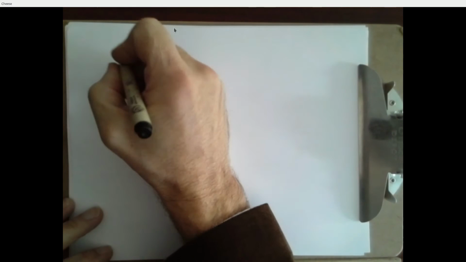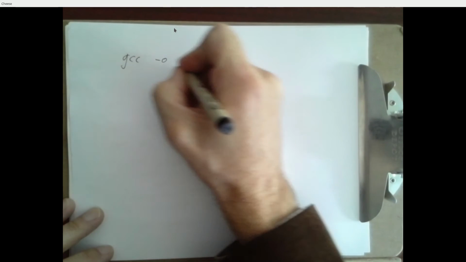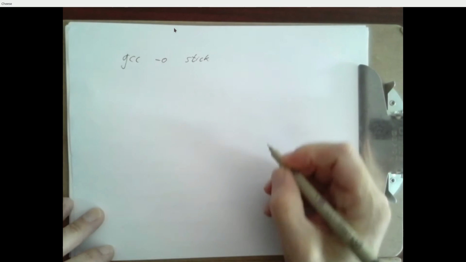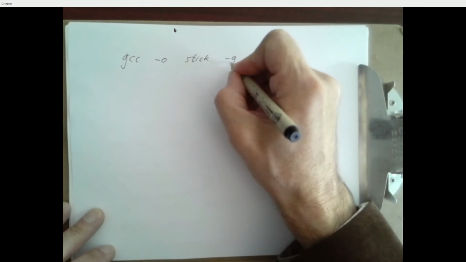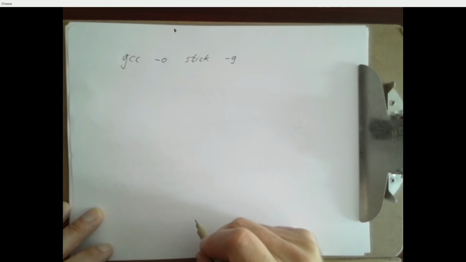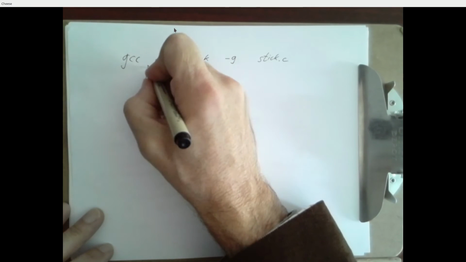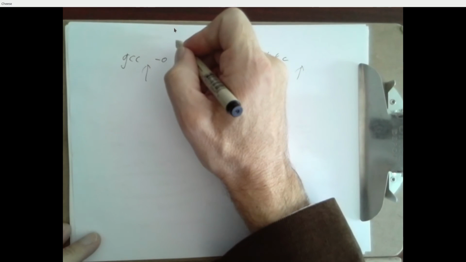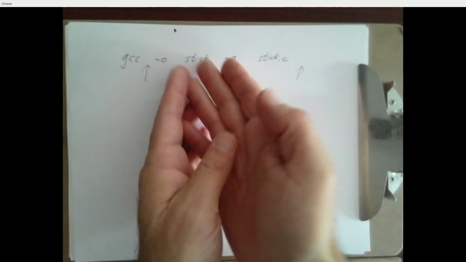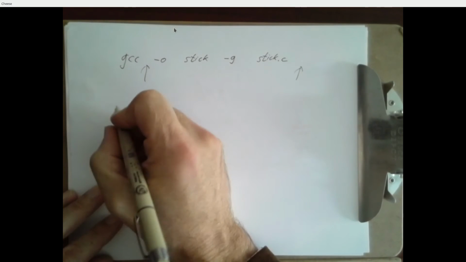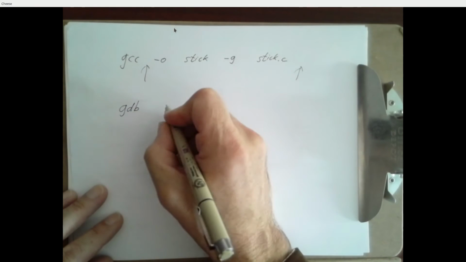So here's how we're typically going to compile. I'll just use stick and stick.c as an example. Somewhere in here, put in a -g switch that says include debugging information. We could have put that here, I think we could put it here. But don't put it here, because -o has to be followed by the output file. So this would create an executable called stick, but it includes debugging information. And then when we want to debug, we say gdb and the name of our program.